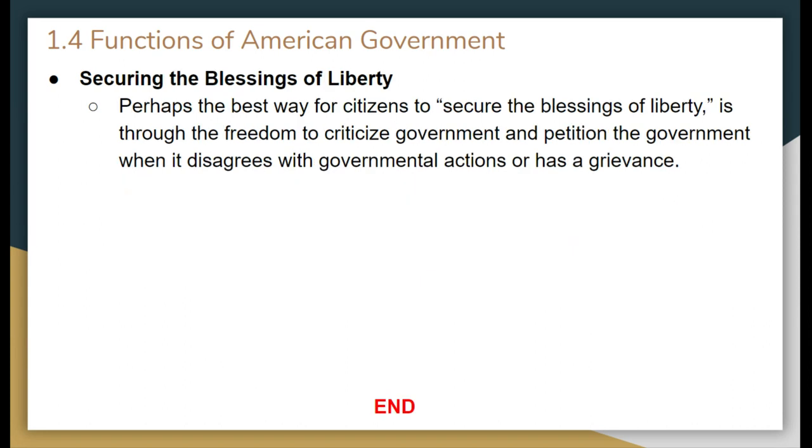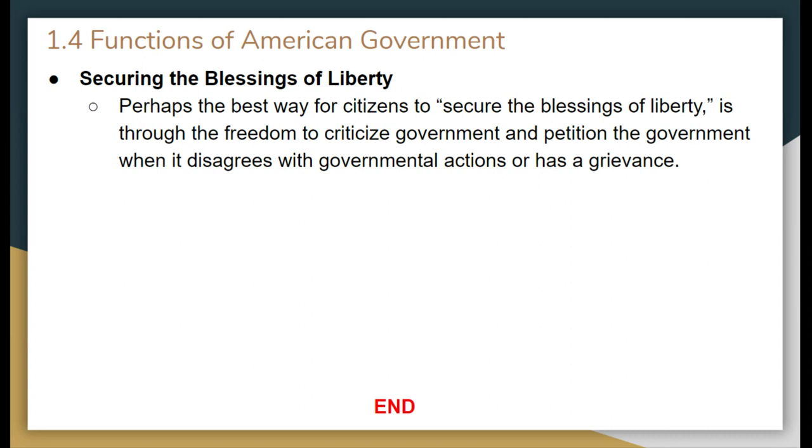And then finally, the last function we're going to go over in Section 4 is securing the blessings of liberty. Perhaps the best way for citizens to do so is through the freedom to criticize, vote, and petition the government when it disagrees with governmental actions or has a grievance. In other words, to secure the blessings of liberty, citizens often have to force the government to do so through the exercise of their First Amendment rights.